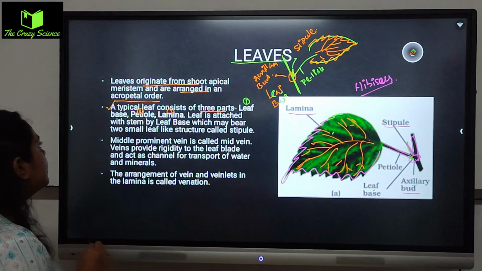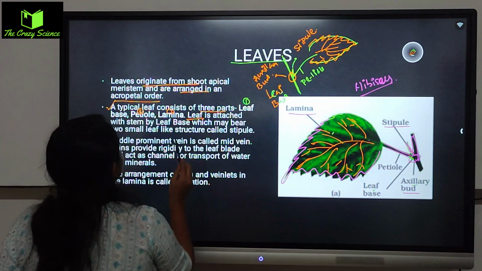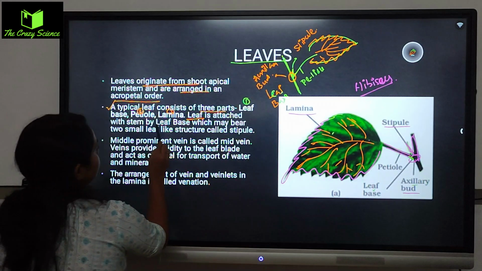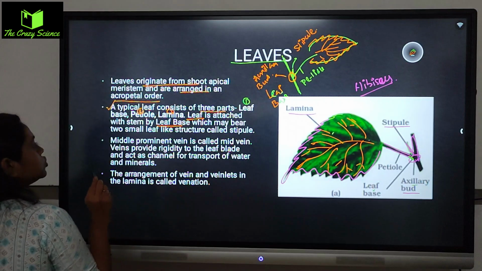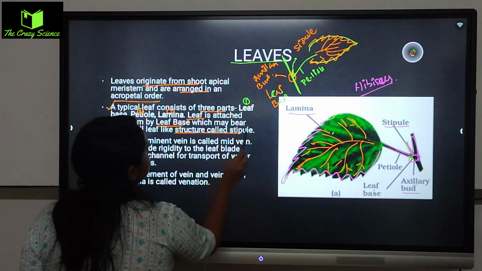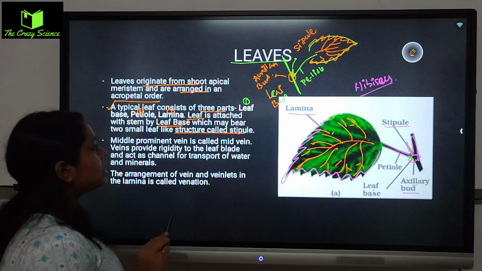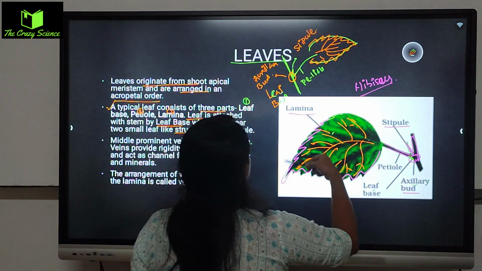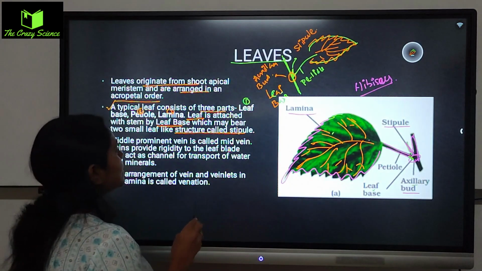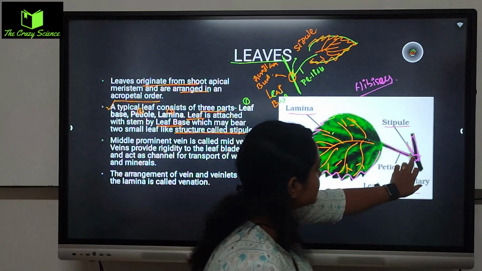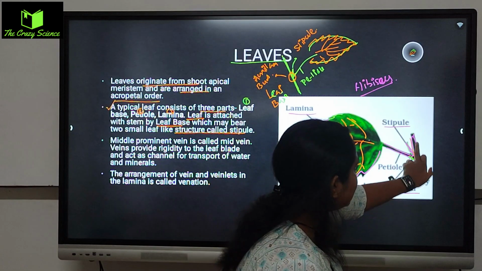Okay, the leaf is attached to the stem by the leaf base, which may bear two small leaf-like structures called the stipules. So the leaf is attached with the stem. So where is the leaf? This is a leaf, and this leaf is attached with the stem by the leaf base. So which one is the leaf base? This is the leaf base. This is the entire leaf base.